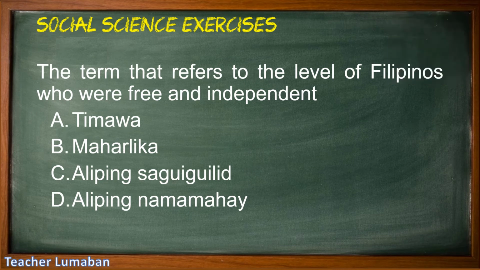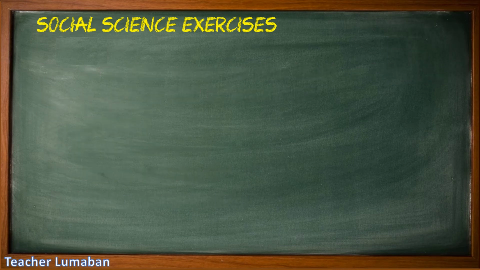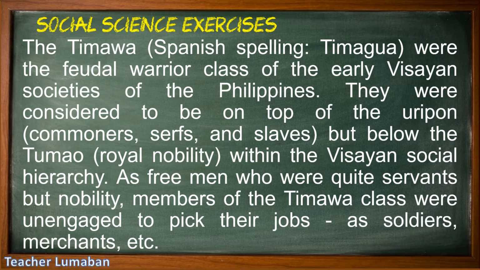The correct answer is letter A. Timawa. The Timawa, Spanish spelling, Timagwa, were the feudal warrior class of the early Visayan societies of the Philippines. They were considered to be on top of the Euripon, commoners, serfs, and slaves, but below the Tumao, royal nobility, within the Visayan social hierarchy. As free men who were not servants but nobility, members of the Timawa class were free to pick their jobs, as soldiers, merchants, etc.